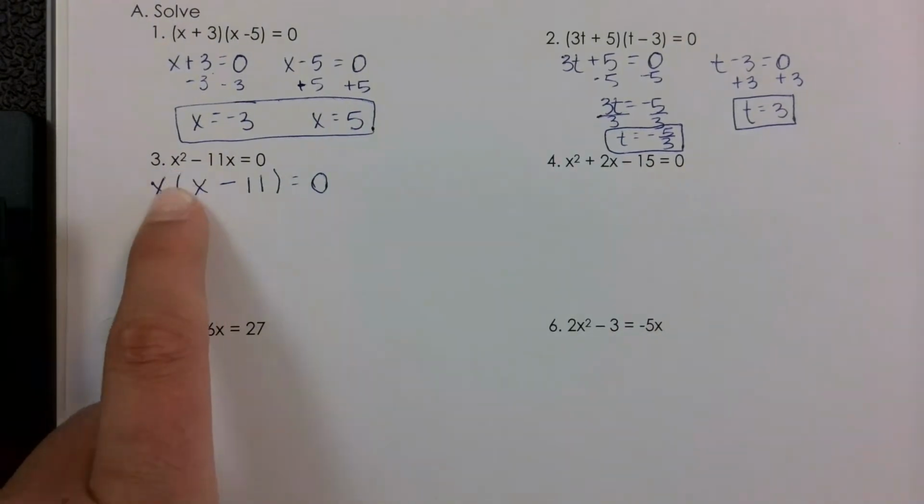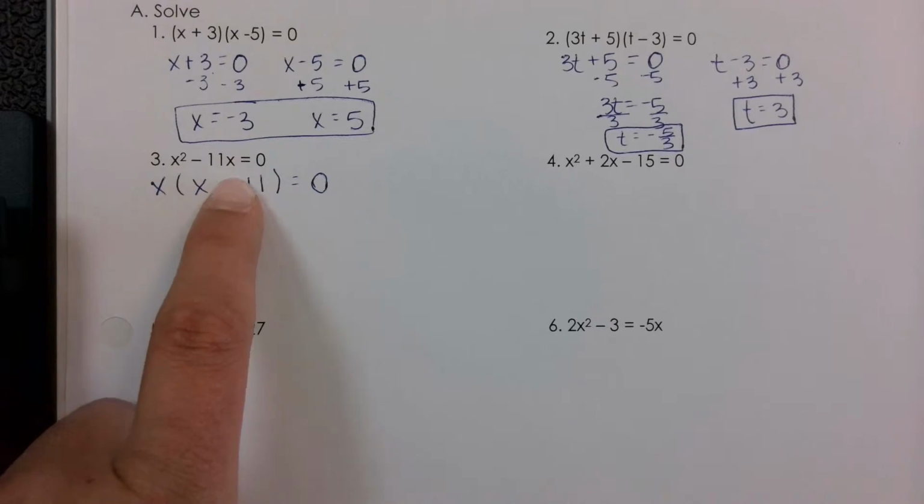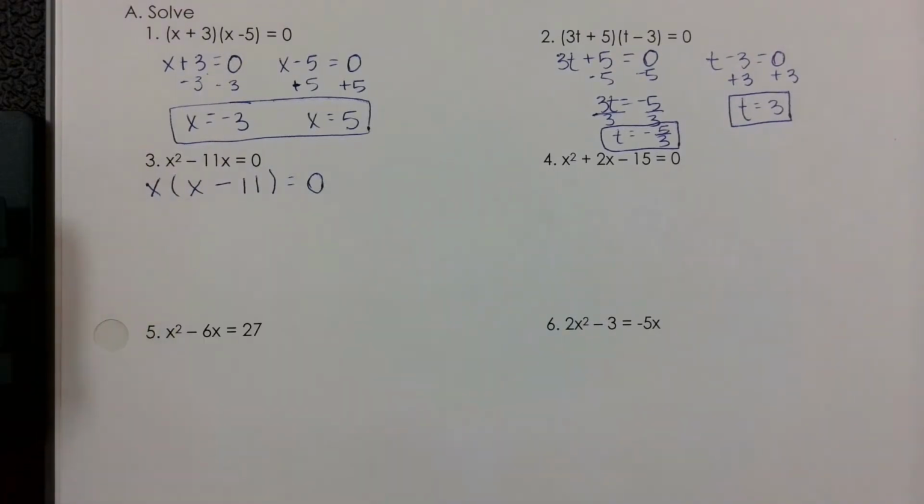Because x squared divided by x is just x. -11x divided by x is just -11. Is that okay? Do I remember how to factor out a GCF? Yeah. If not, we need to go home and review that because you gotta know how to factor. So once you're factored, what is step 3?